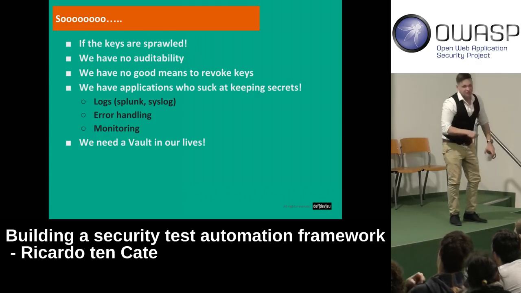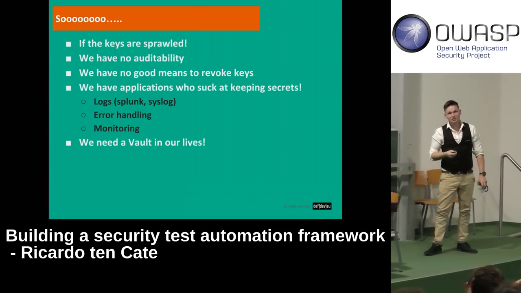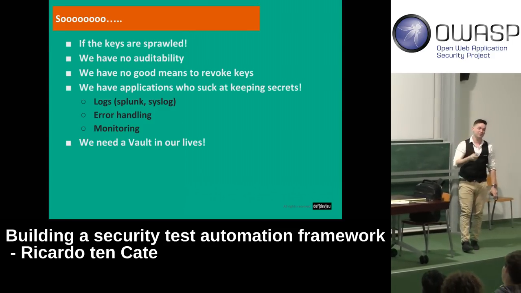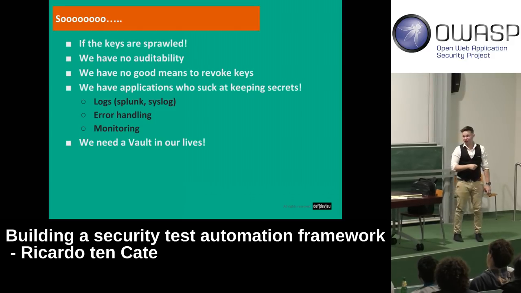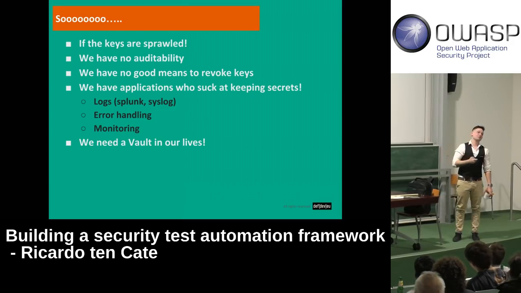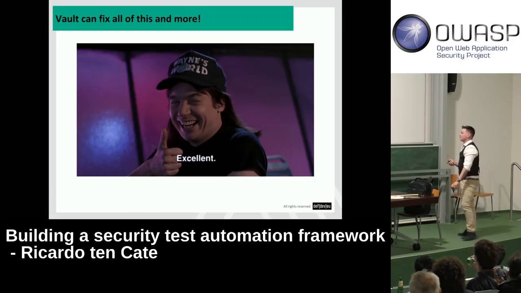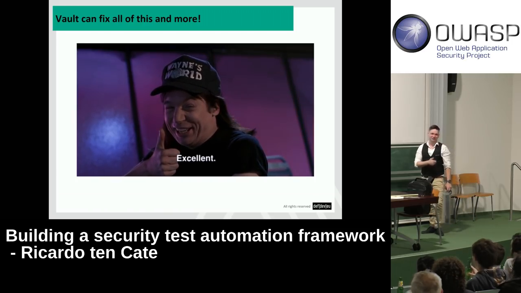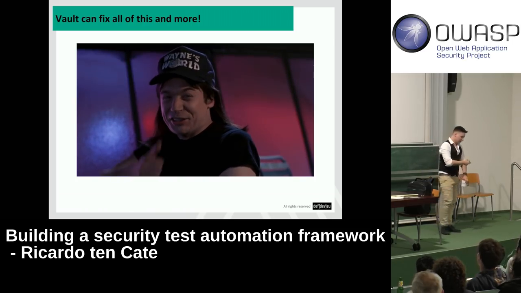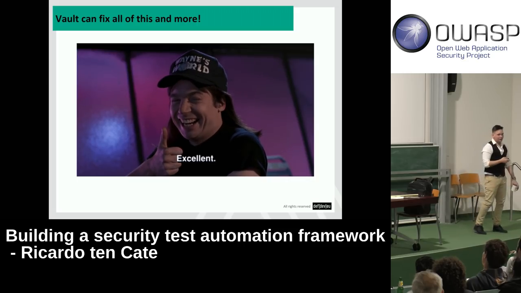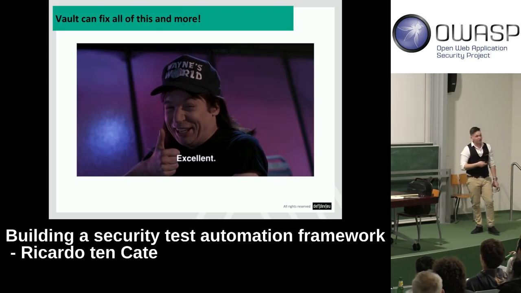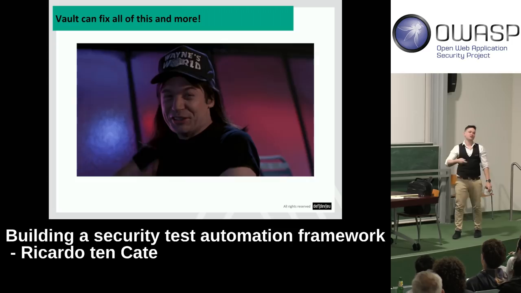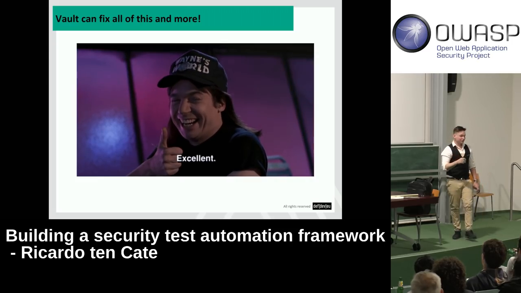So, as I mentioned, applications are very bad secret keepers, and they will leak your secrets everywhere. Thankfully, we have Vault. For instance, I now work a lot with Azure. Azure has Azure Key Vault, but you also have HashiCorp Vault, which is pretty darn awesome.